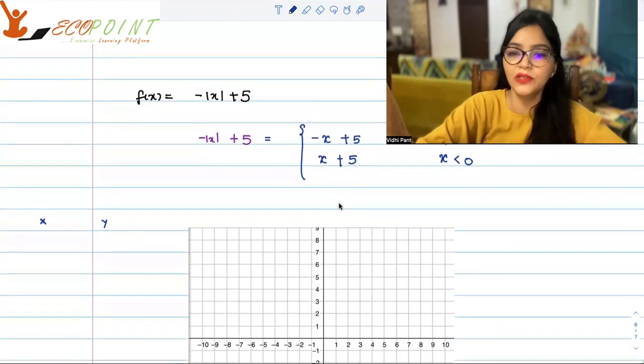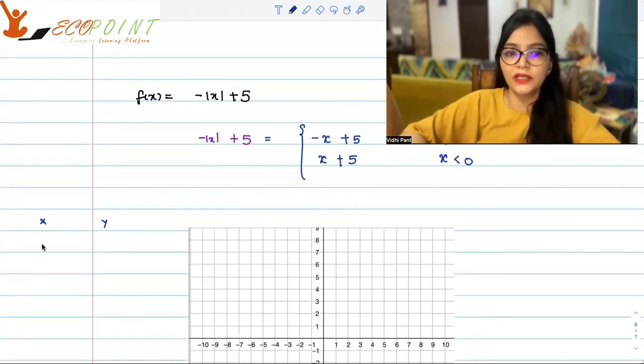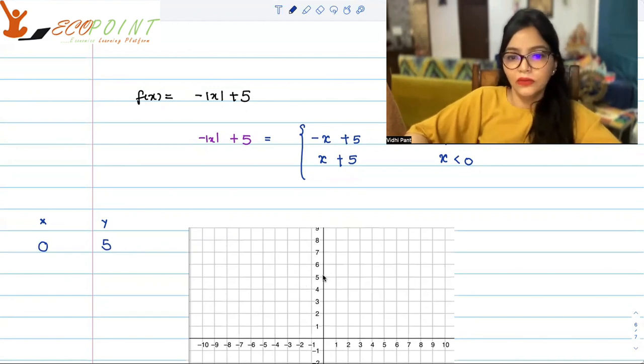So hence, what kind of values will get generated? First of all, let me take the value of x as 0. When x is 0, I'm just going to get 0 plus 5, that is 5. So the graph's going to be somewhere here. That's going to be on the y-axis when x is 0. When x is 1, y will be -1 plus 5. -1 plus 5 gives you 4.